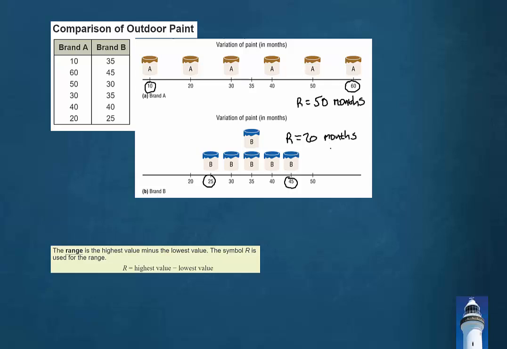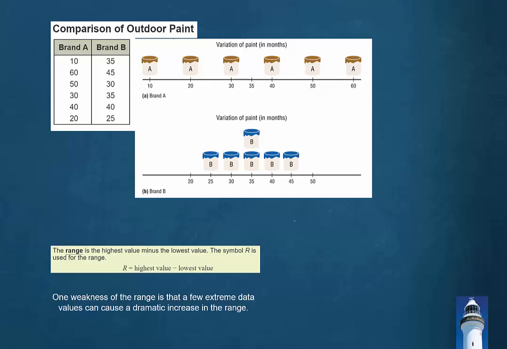In this case, the range exhibits this tighter distribution of the data values that we talked about. But the weakness of the range is that a few extreme data values can cause a dramatic increase.